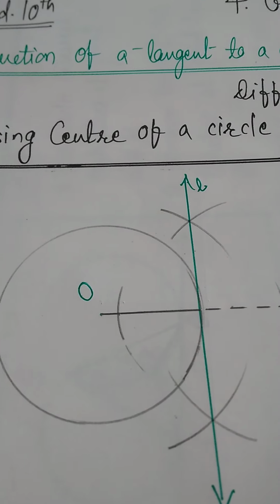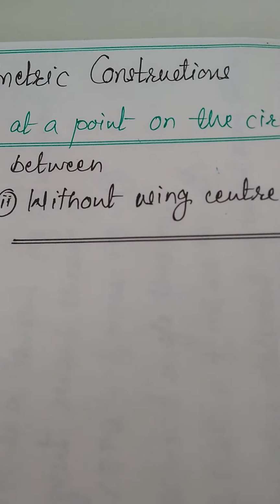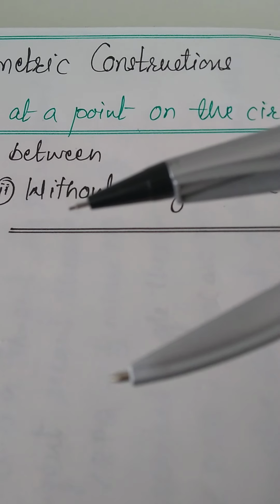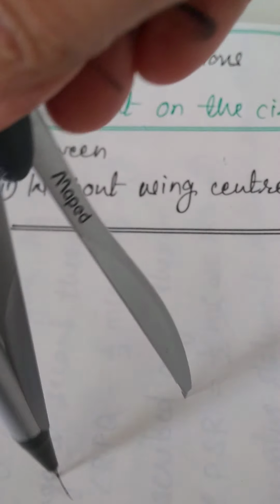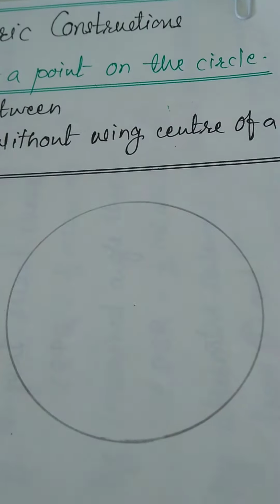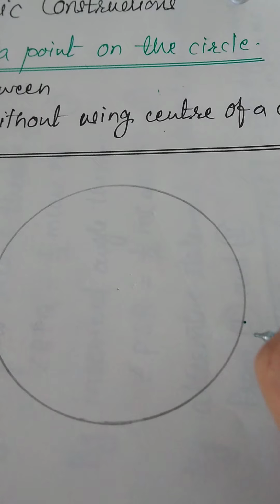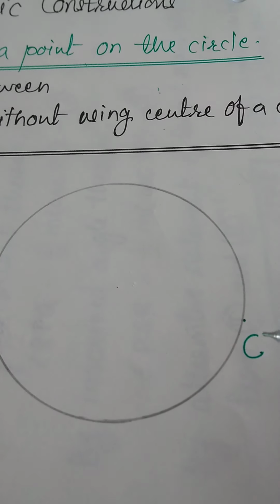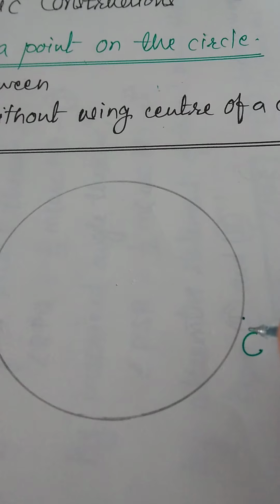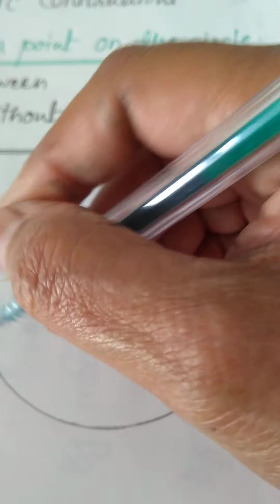Now we will draw a tangent without using the center of the circle. Take a distance in your compass as you like. We will draw the circle. Like this, we have drawn the circle. Take 3 points. It means we have to take the first point through which we have to draw the tangent. Without using the center, take the 2 points A and B.